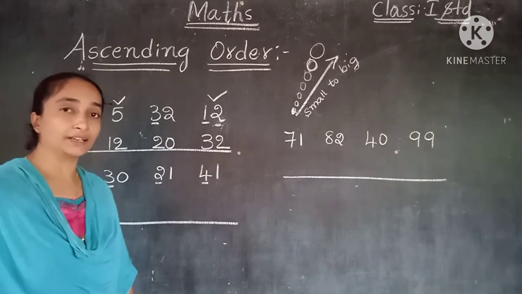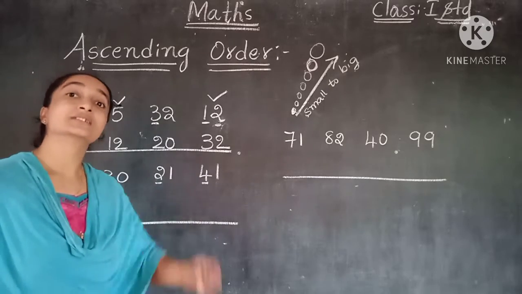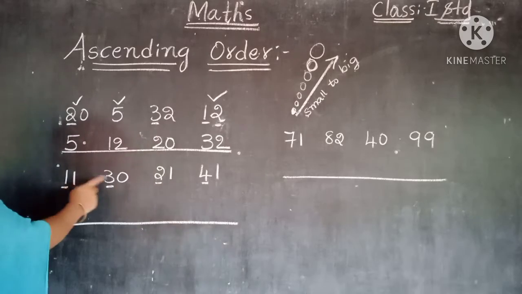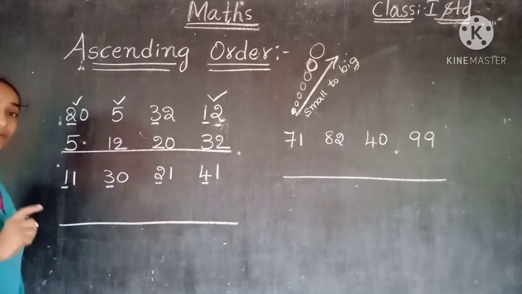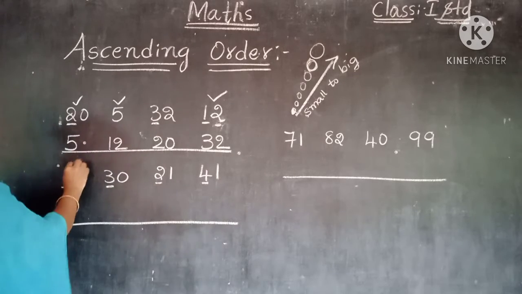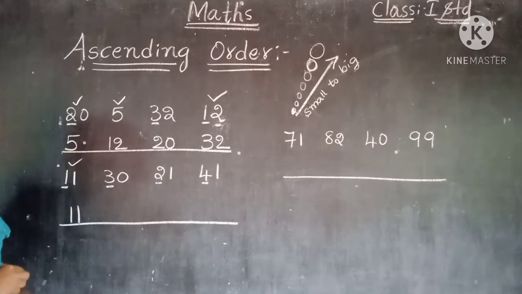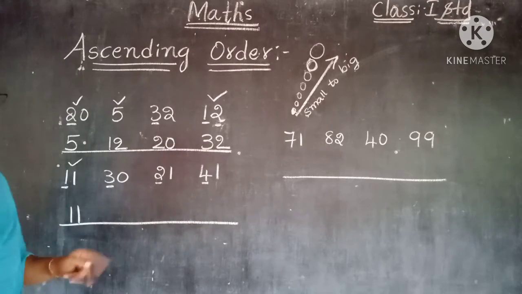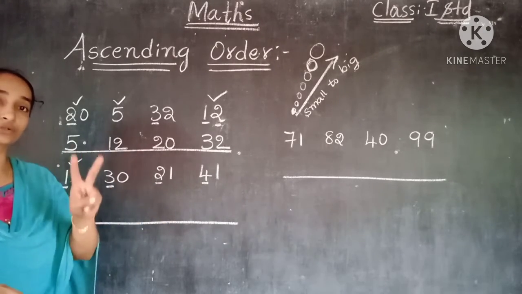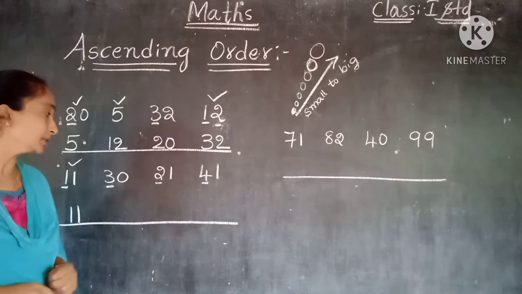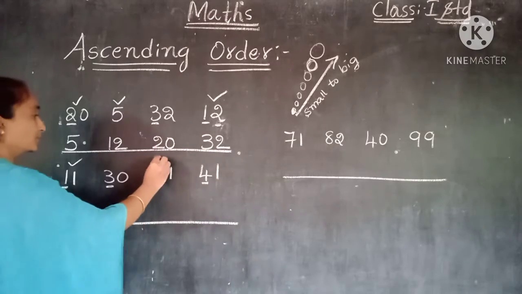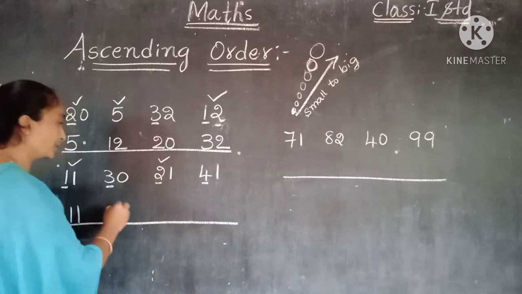So very easy. Now we have to find out the small number. Among the four numbers, 1, 3, 2, 4, which is the small one? Yes, obviously 1 is the small one. So this is the first number. Okay children? So one small number we have found. Now 3, 2, 4. Which is the small number? Yes, 2 is the small number. So 2, 1, 21.